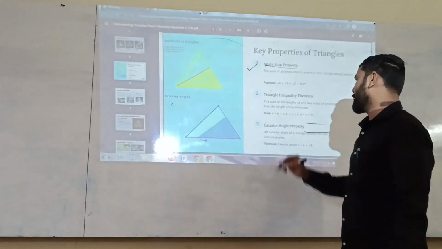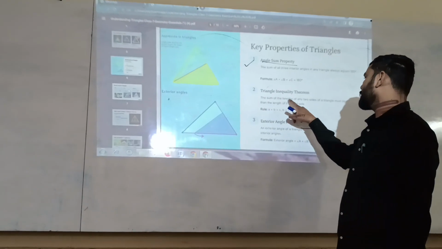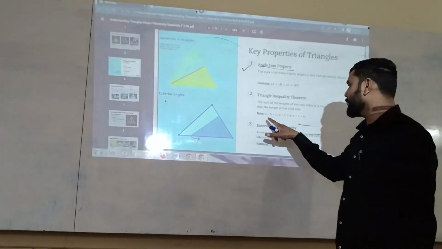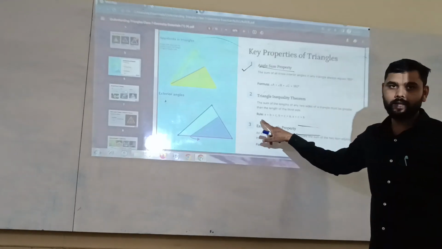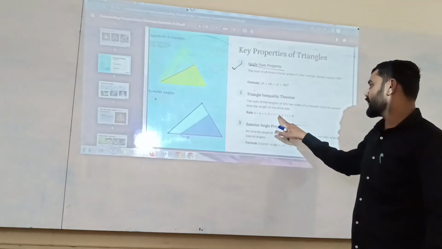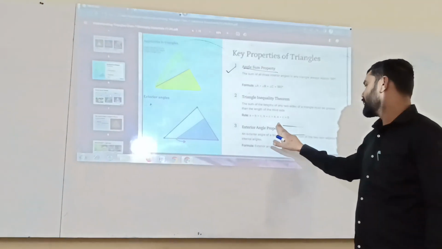This is the first property: the triangle inequality theorem. The sum of the lengths of any two sides of a triangle must be greater than the third side. So if we measure A plus B, it is greater than C. If we measure B plus C, it is greater than A. If we measure A plus C, it is also greater than the third side B.